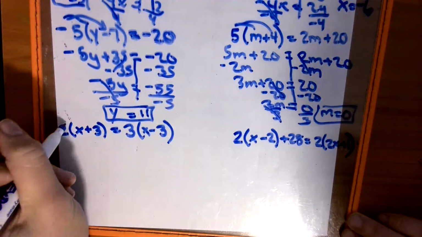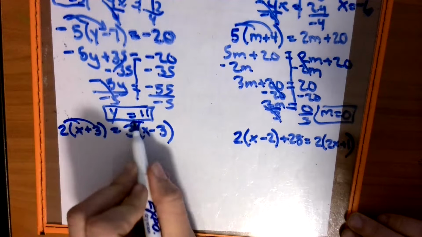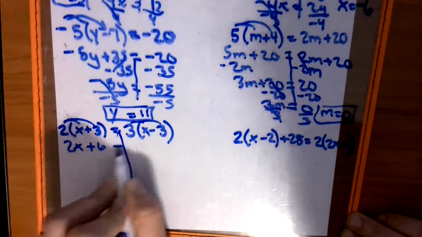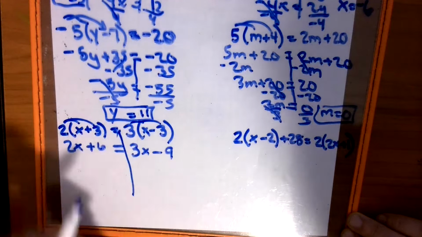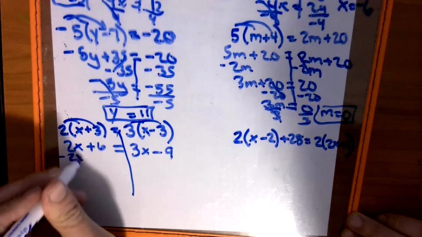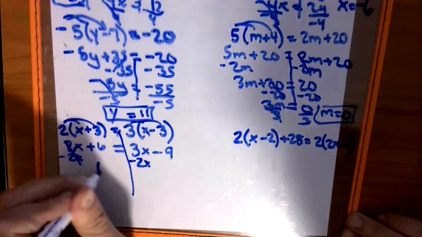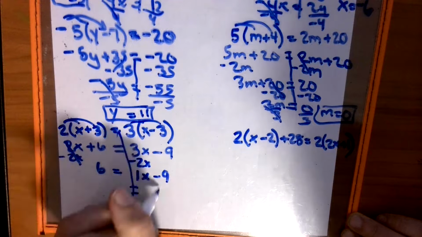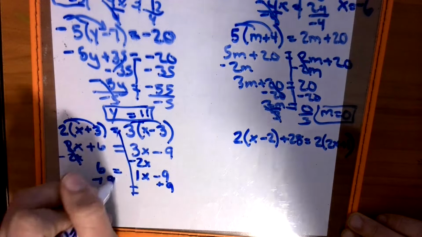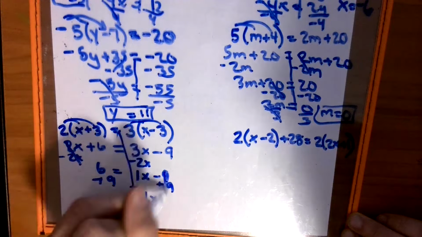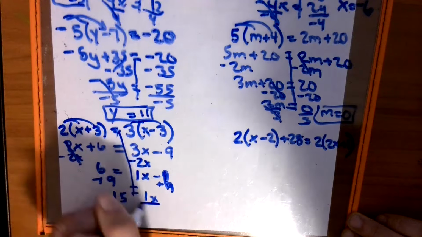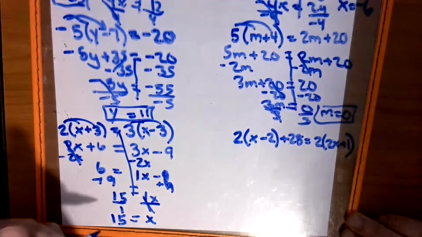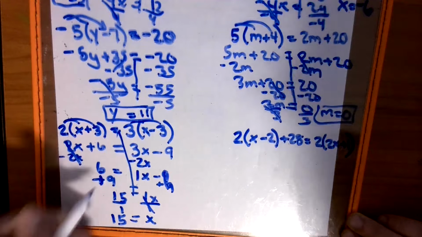Here we have double distributive property. So distribute on this side, then we've got to distribute on this side. So we have 2x plus 6 equals 3x minus 9. Going to bring this 2x over, subtract it. Going to bring this 9 over and add it. x equals 15. That's a plus right there.